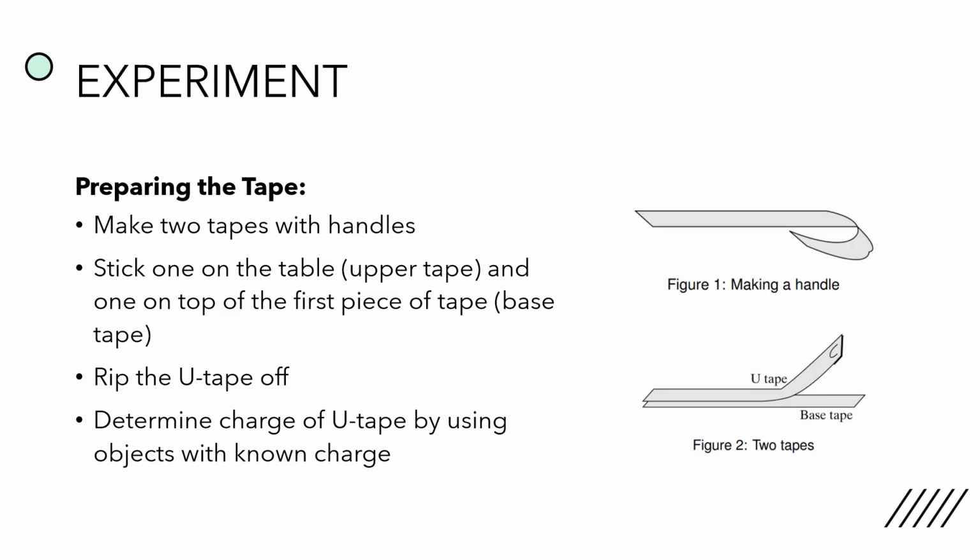So to prepare the actual tape, I made 2 tapes with handles shown in figure 1, and then I basically just did figure 2. So I placed a piece of tape with the handle on the base tape, ripped it off to create a charge on the U-tape.